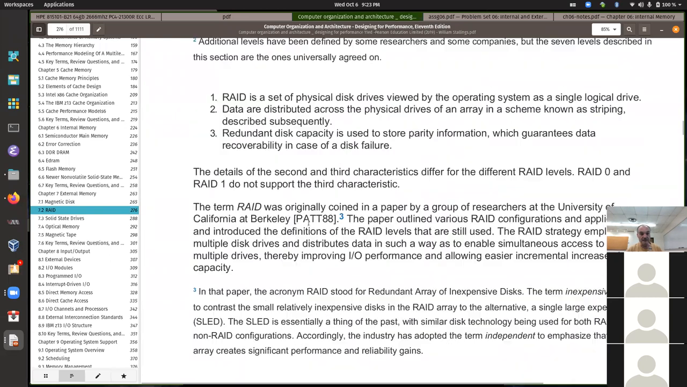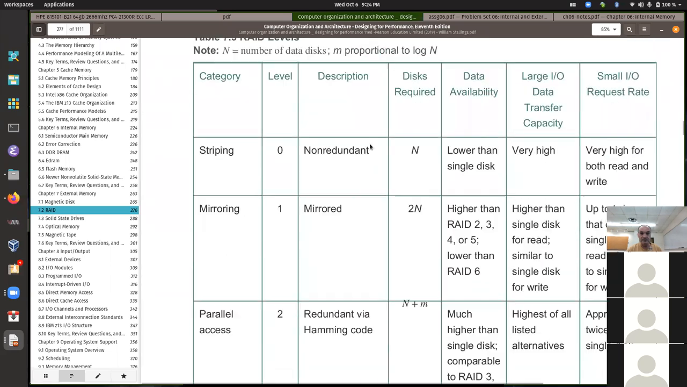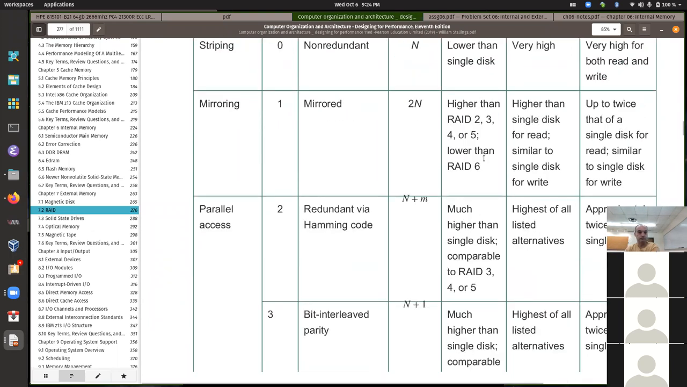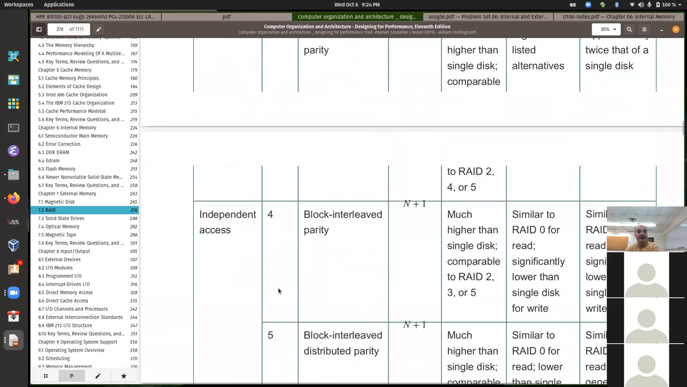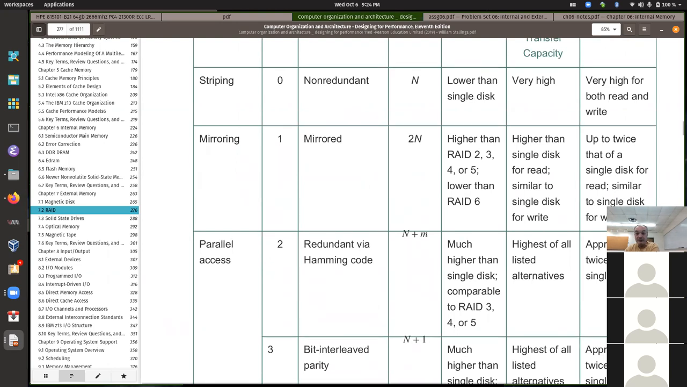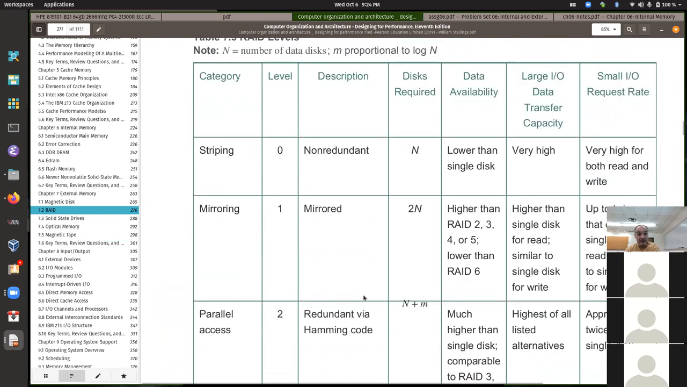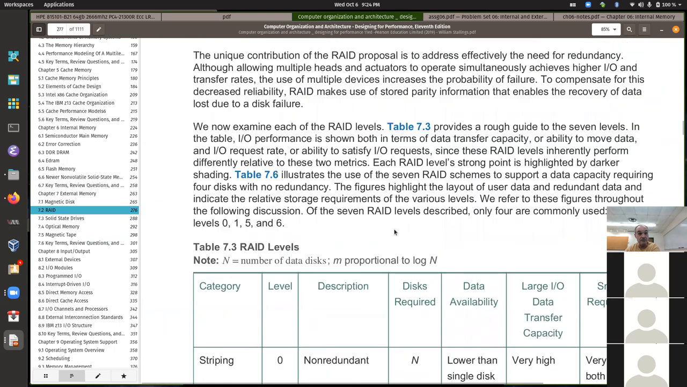And that's where RAID comes in. I can't remember the level here, but some of the things about parallel access are the things I was just talking about. So RAID 2 is all about performance. In that case, there's no redundancy. Or am I describing RAID 0 here? So you have to read through those.